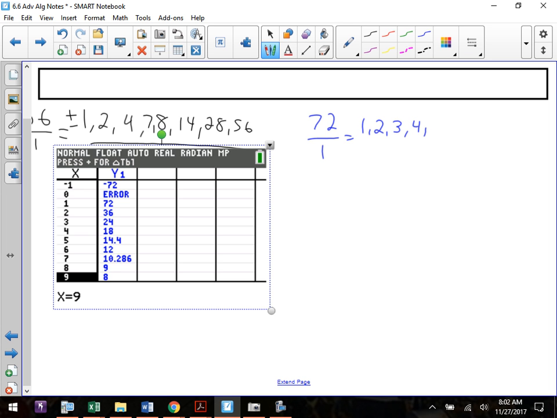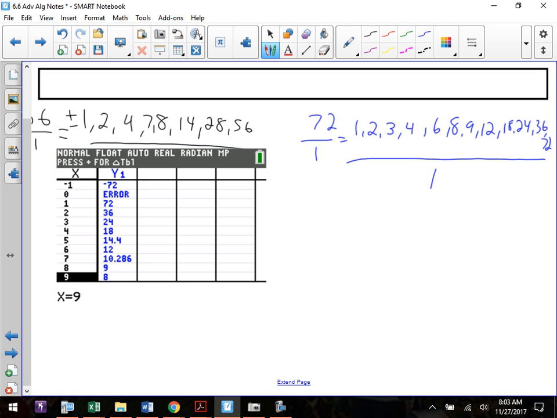1, 2, 3, 4, 6, 8, 9, 12, 18, 24, 36, 72, all divided by 1. Now, one of the things here, just so you guys know, we have plus or minus here. When you do this, you do not need to write down plus or minus at the top and at the bottom. It's okay to just leave it at the top. Because when you start dividing things out, even if we have more than one value, like a singular constant in the denominator, it'll still be plus or minus.